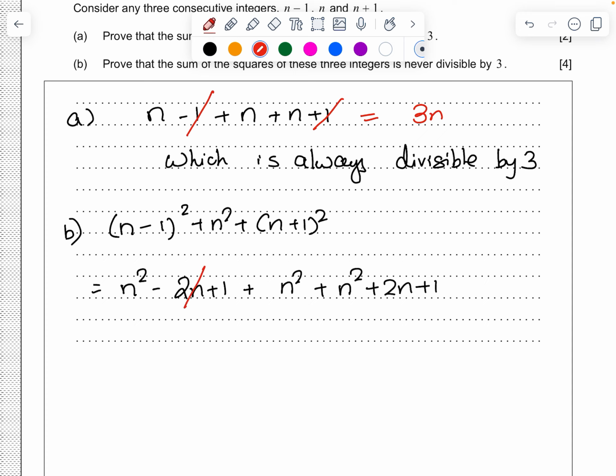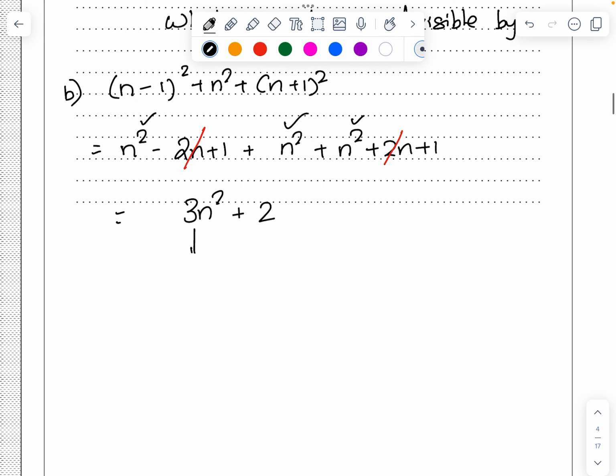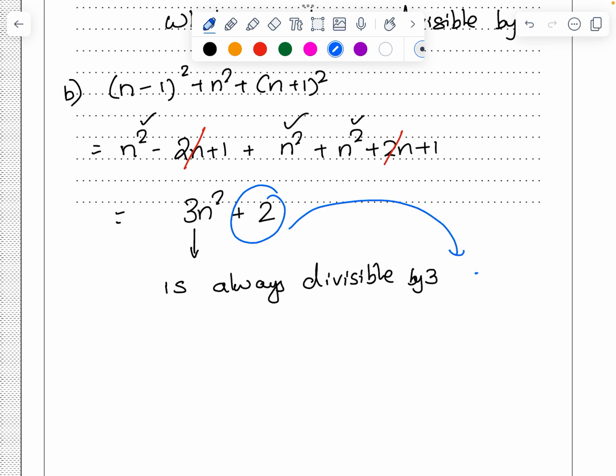We can see that 2n gets cancelled. n square plus n square plus n square is nothing but what? 3n square. Plus 1 plus 1 is nothing but how much? 2. We can see that 3n square is always divisible by 3. But this plus 2 is there. So we have plus 2. Therefore, this is not divisible by 3.